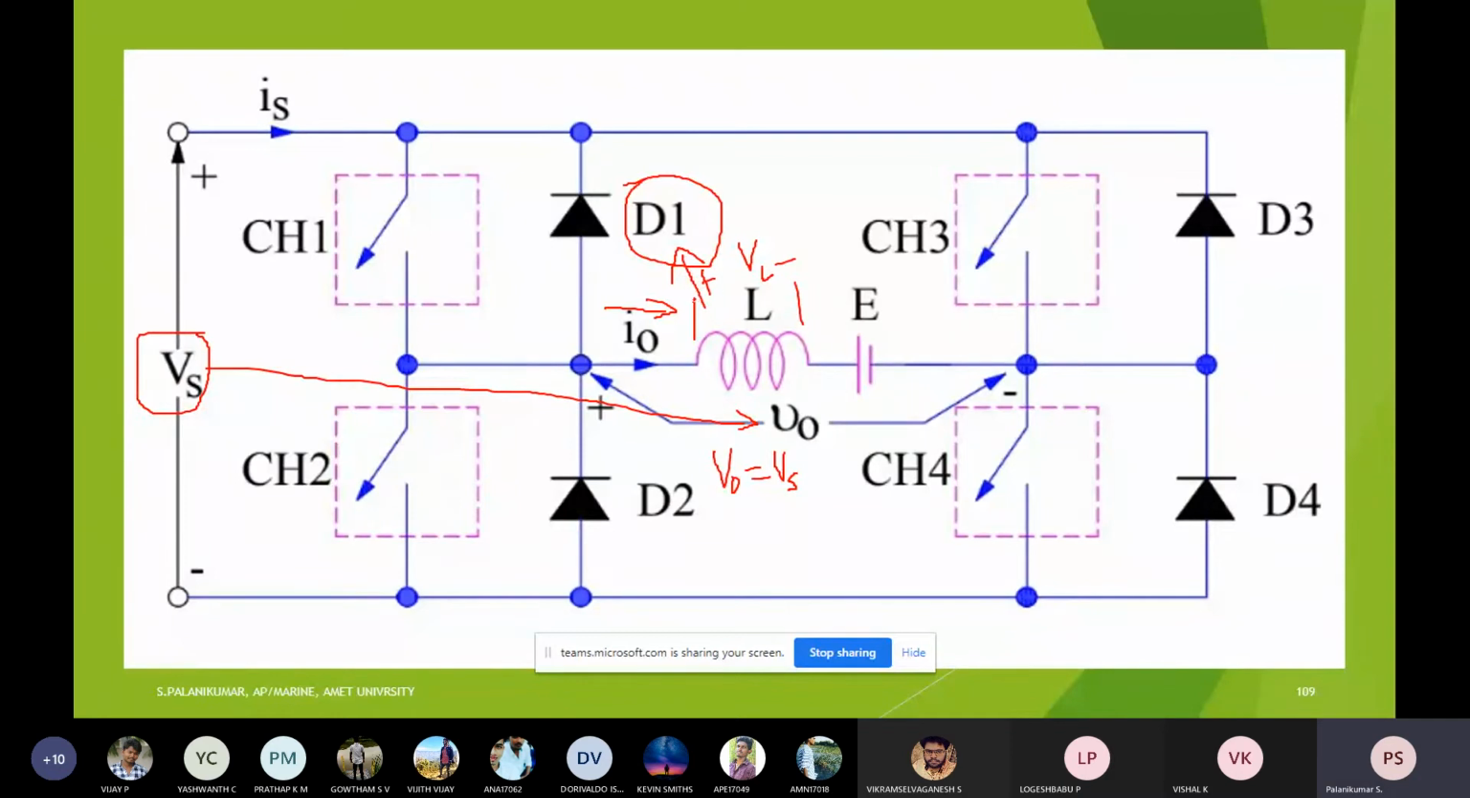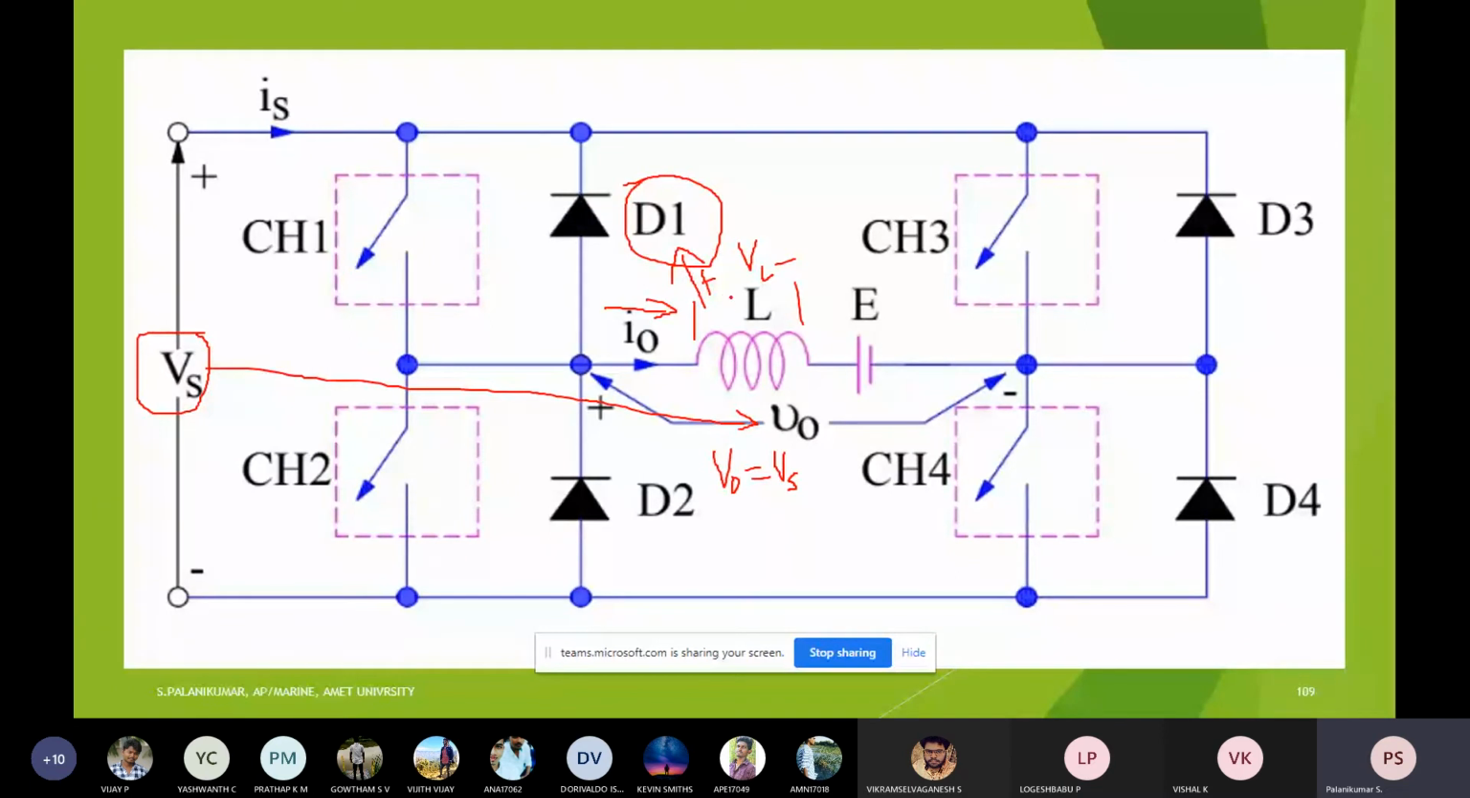Here energy will be stored. This will make the forward bias of this, so automatically this will conduct. It will take the positive supply through D1, the load, and chopper 4. So even though I have switched off chopper 1, the current is still going.